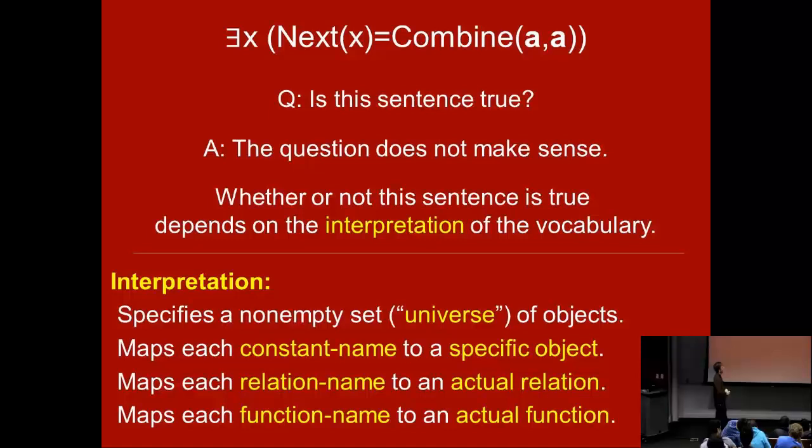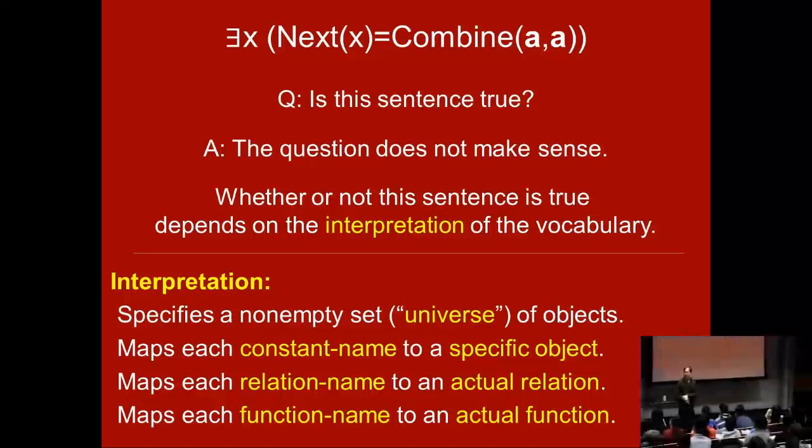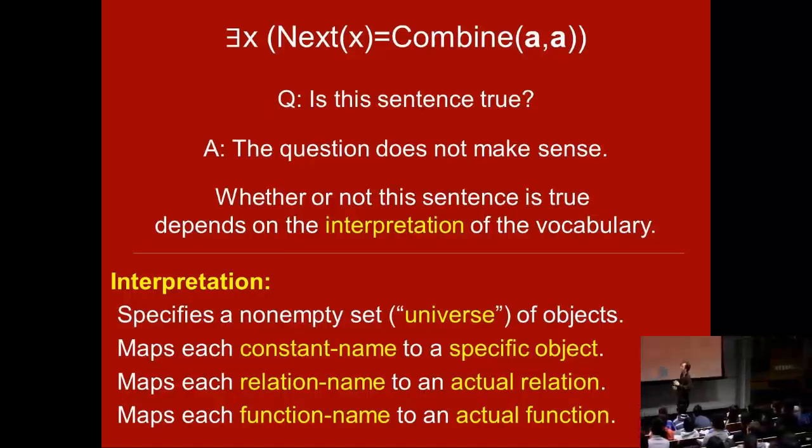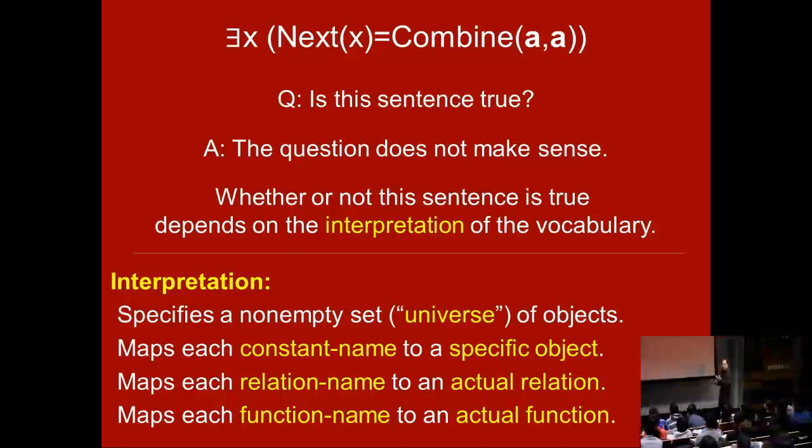So, is this sentence true? Anybody know the answer? It's the same answer as on Thursday. Yes, this is a trick question that does not make sense. Just like before, a sentence by itself is not true or false. Whether it's true or false depends on the interpretation of the vocabulary, what these things, next and combine and a, mean. Just like in propositional logic, a sentence is not true or false until you say whether the variables are true or false.